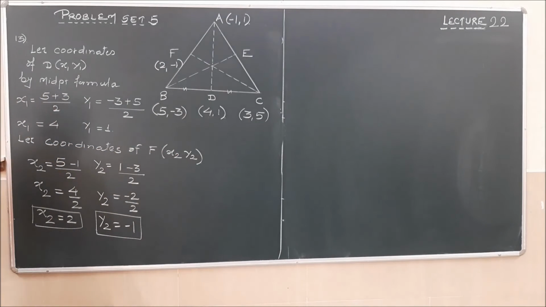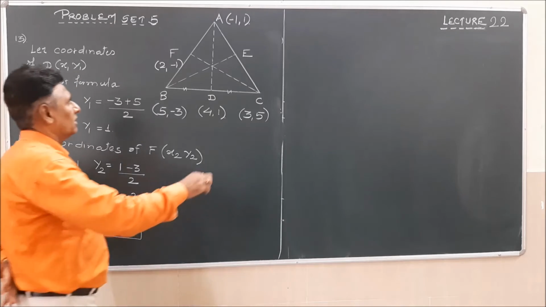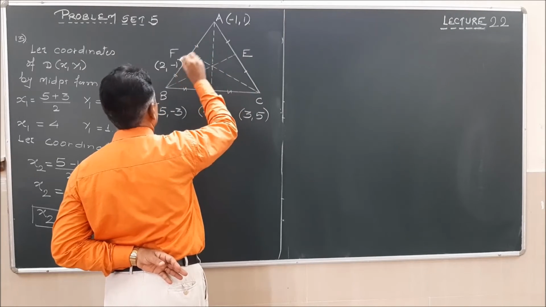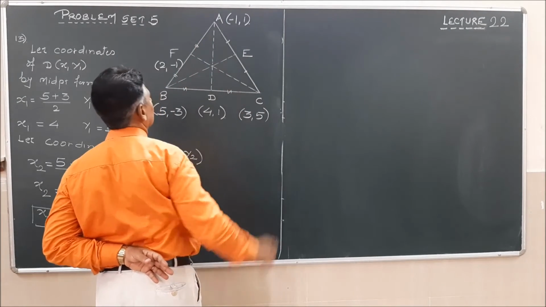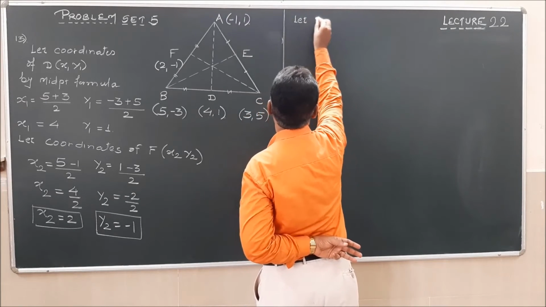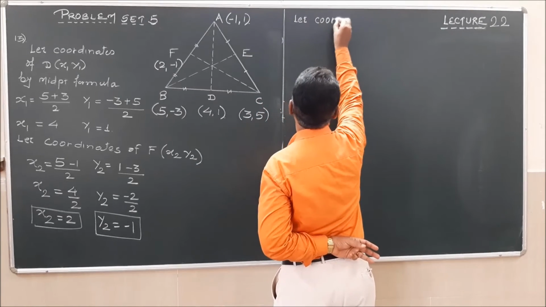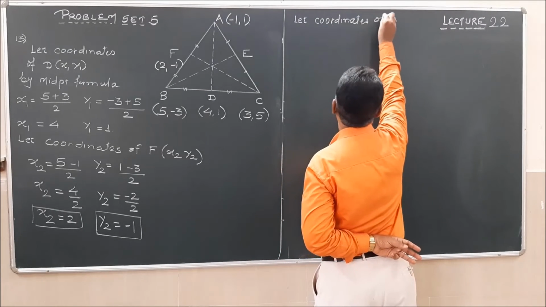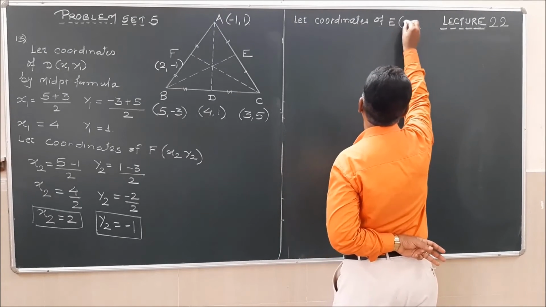Fine. Now what is left out? E is the midpoint of AC. So let the coordinates of E be x3, y3.